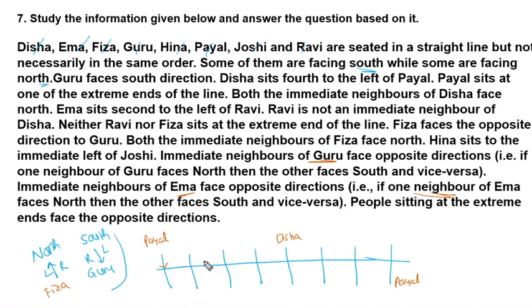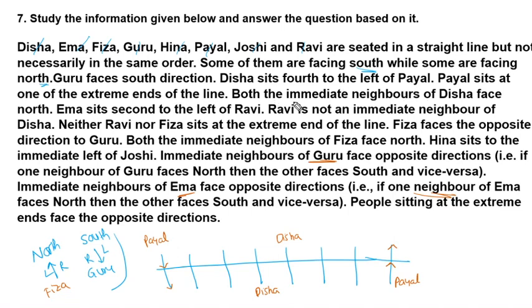There will be two possibilities, as I have already said. Similarly, Pyle, 1 2 3 4, who is present here? Disha. So Pyle can face south or Pyle can face north. Why? Because only if north, this is towards the left side. If I use the last point, people sitting at extreme ends face opposite directions. So here one extreme end is Pyle facing north, the other extreme end should face south. In the other case, Pyle is south, so the other extreme end should face north according to the information.